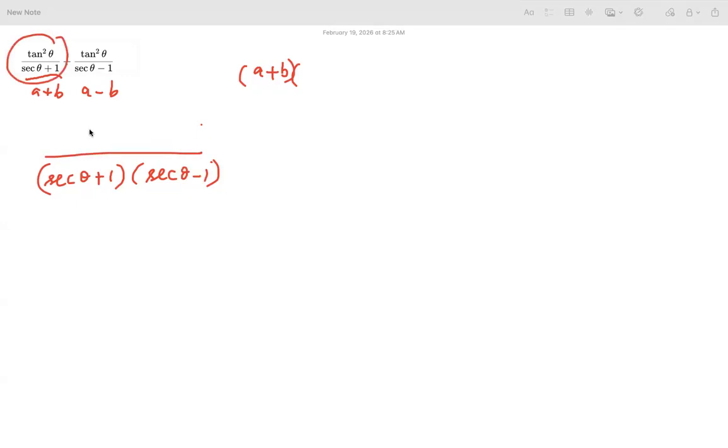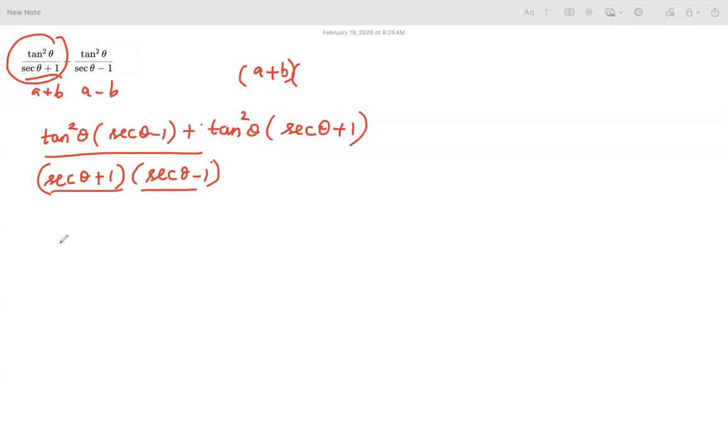So this entire thing, numerator and denominator, should be multiplied by what? Tan theta times what? Tan square theta times secant theta minus 1. Correct. Then on this side, what should I do? Just copy the plus. Tan square theta should be multiplied with secant theta plus 1. Make sense? Now this is the a plus b, a minus b formula.